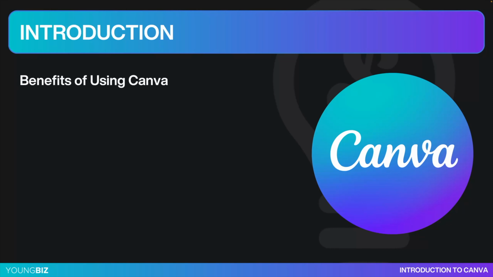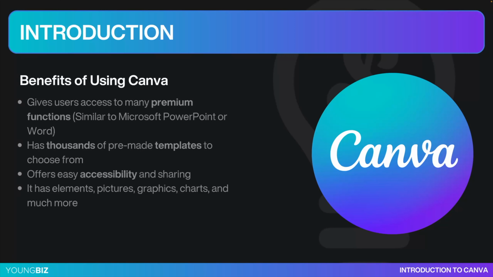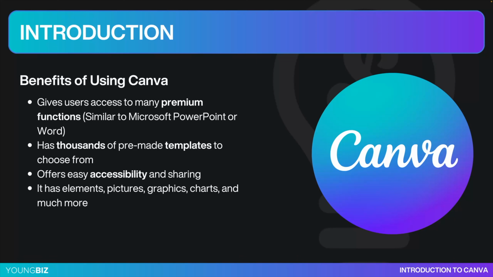But what are the benefits of using Canva? There's clearly a lot of other tools that can help you do primarily the same things. Well, not really. Canva gives users access to many premium functions, which may be similar to Microsoft PowerPoint or Word, but keep in mind that Canva is free, and for software like Microsoft PowerPoint and Word, you do have to pay a lot of money. Besides this, Canva does also offer many other things such as elements and graphics that such popular tools like PowerPoint and Word still are lacking.